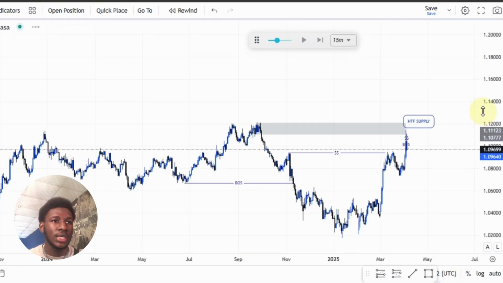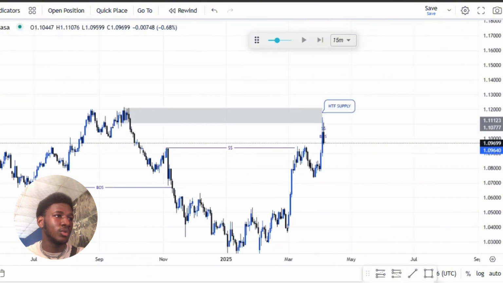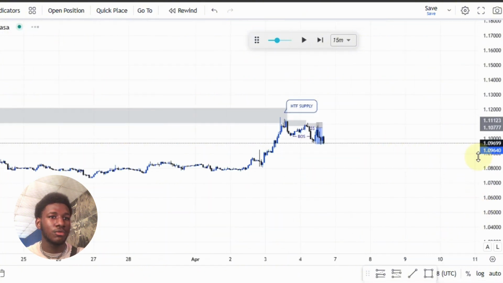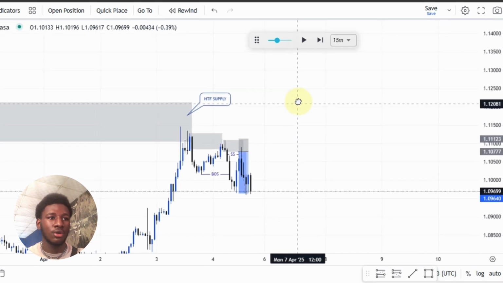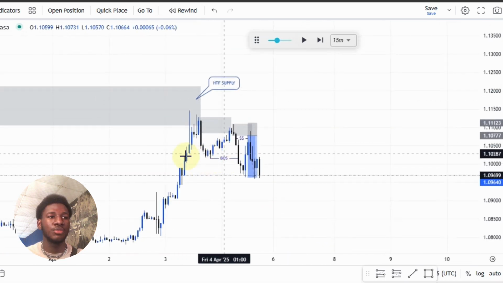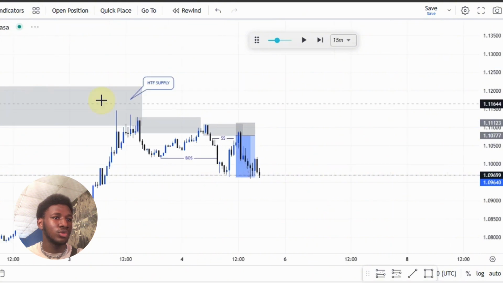Remember, we had a mitigation of the daily supply zone. Number two is we went down to the 1 hour time frame to look for setups. We saw this other block, but we didn't take it because it did not have all our confluences. And then we saw the first valid break of structure I marked out here. And then the next thing I did was to go to the lower time frame.